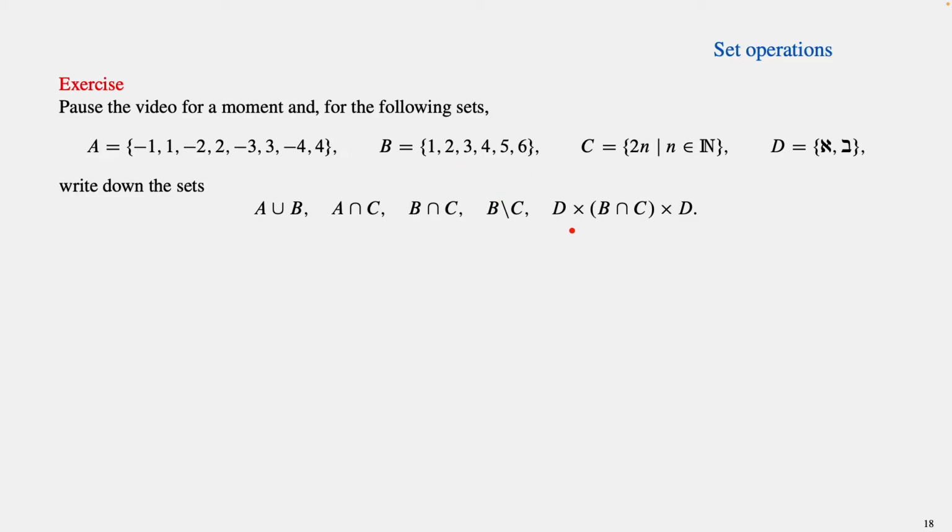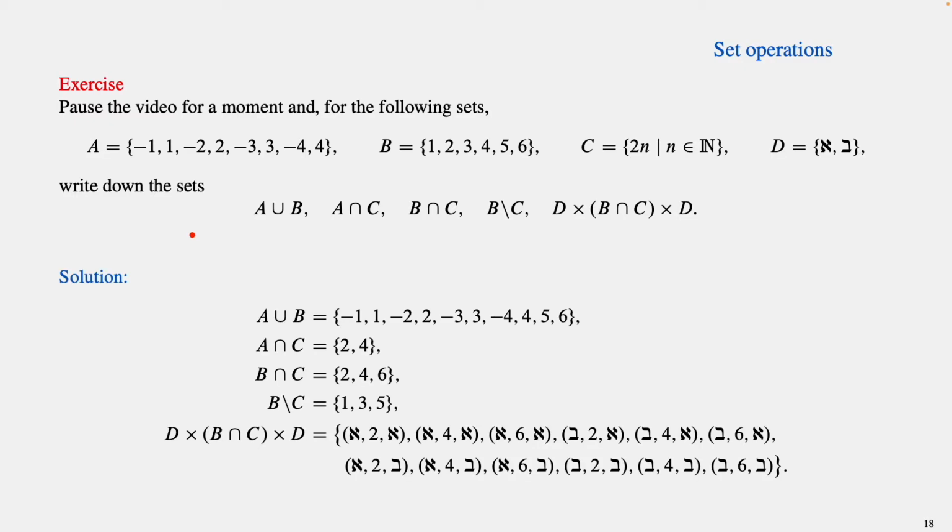And here we have a Cartesian product of 3 sets, the first one being D, then the intersection of B and C, which we have computed here, and then again D. And you're supposed to form all the elements in this Cartesian product. So pause the video now and try to do this. So I hope you gave it a try, and here's the solution.